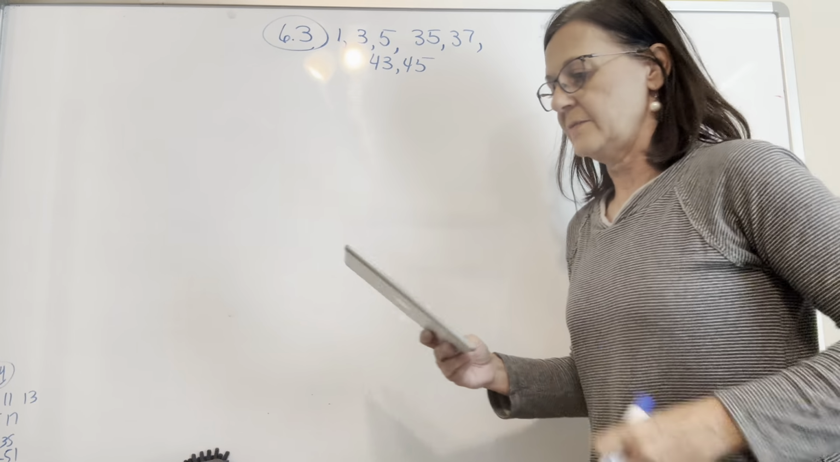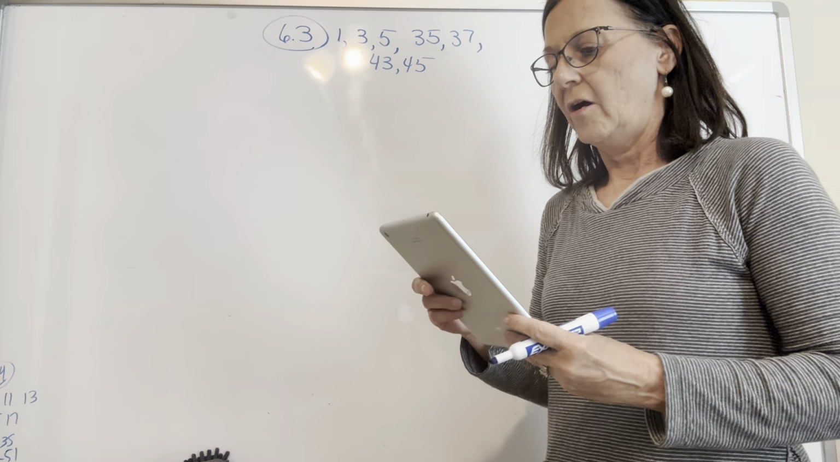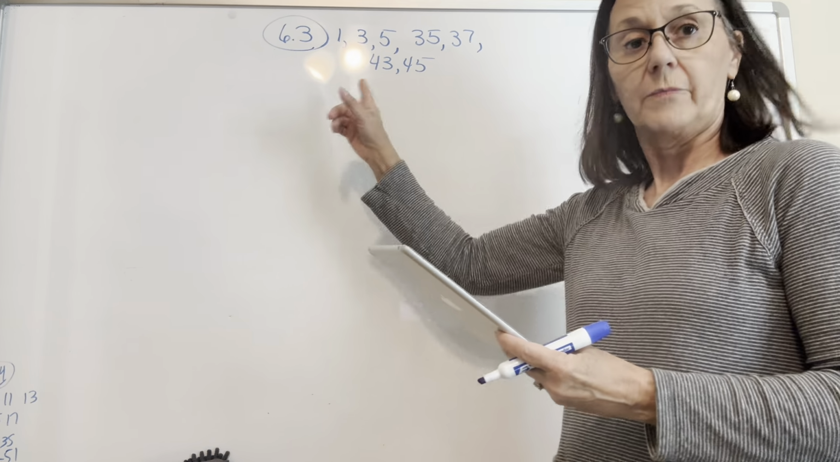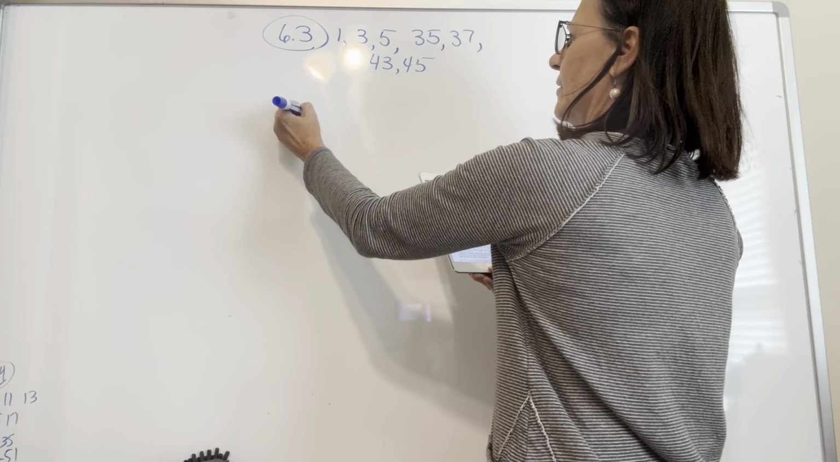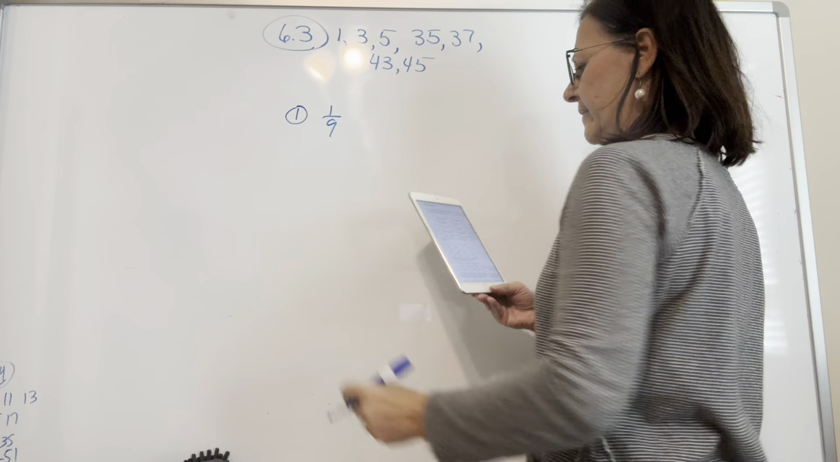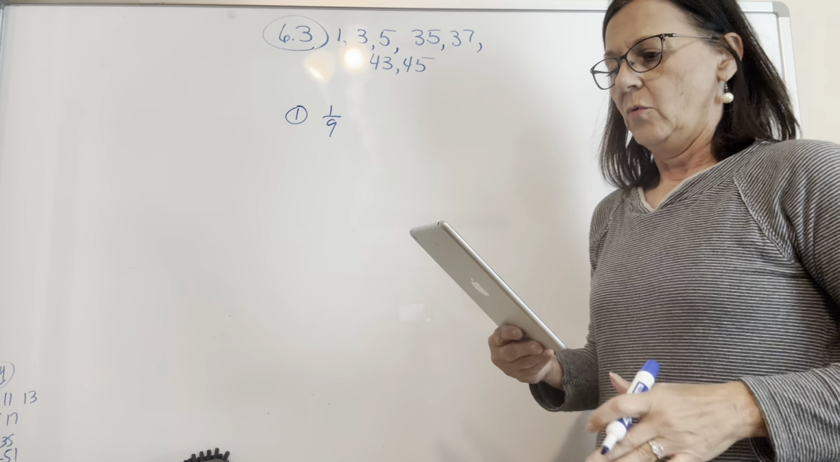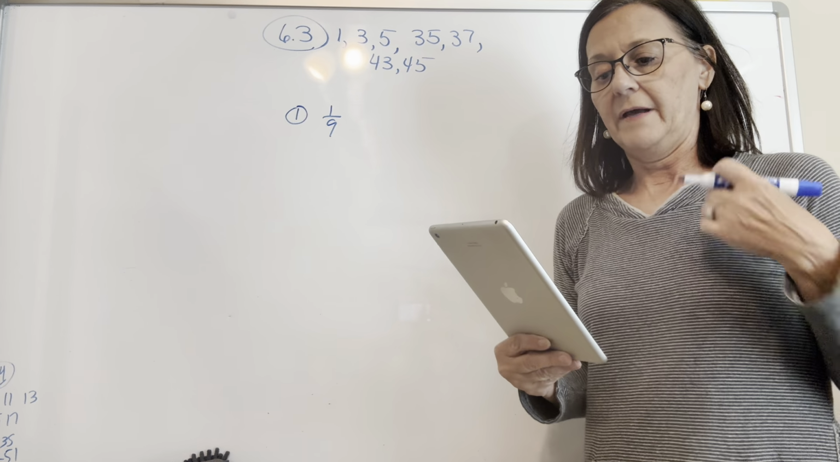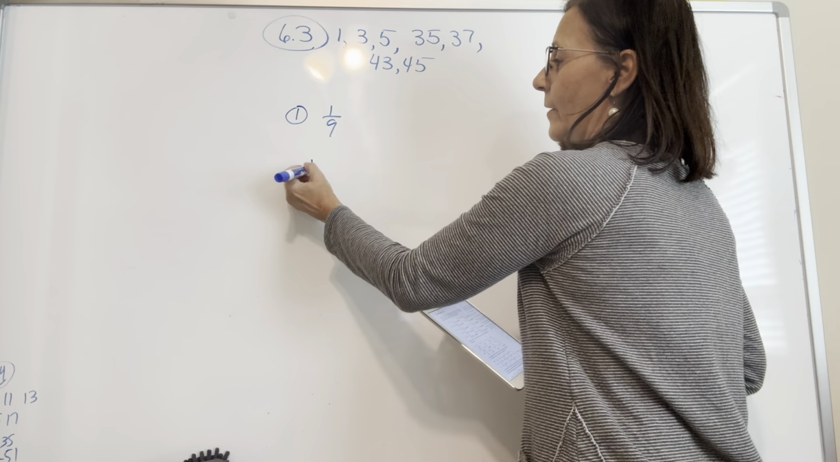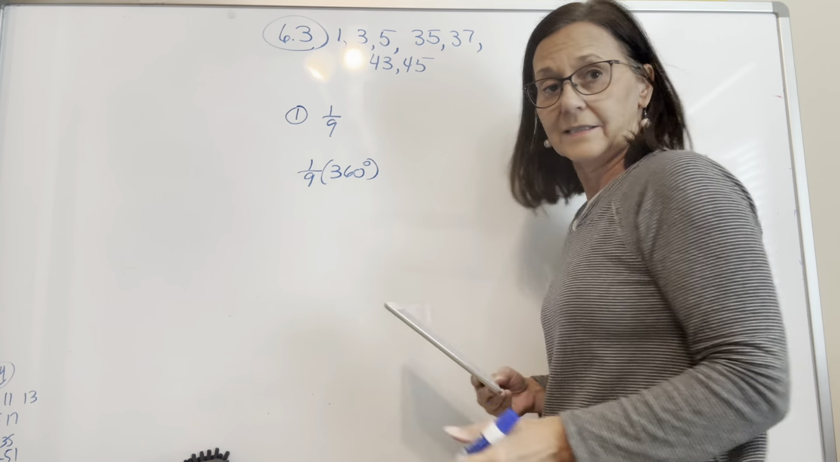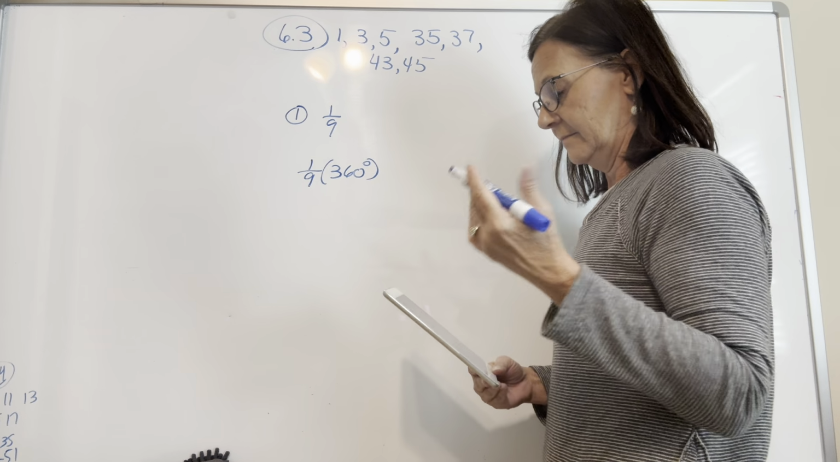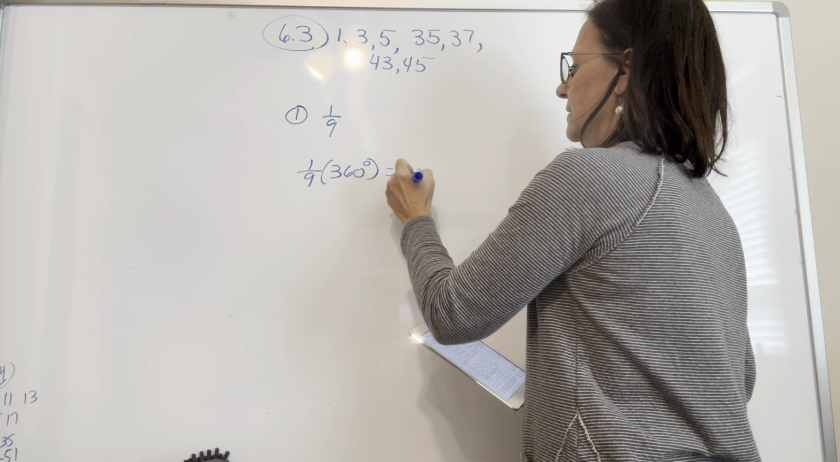Right, this is 6.3 on page 441. Here are the problems we're going to work. All right, so we want to know 1/9 of a circle. What would be the degree and the radian measure? Well, all the way around is 360, so it's 1/9 of 360 degrees, and that is 40 degrees.